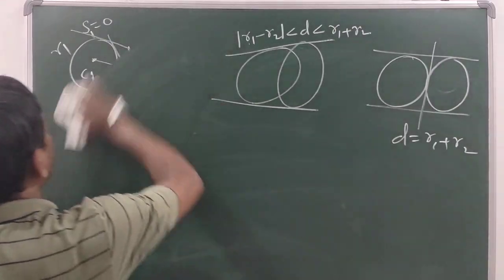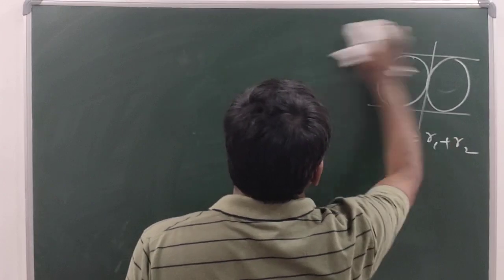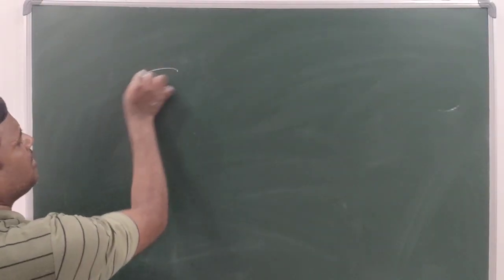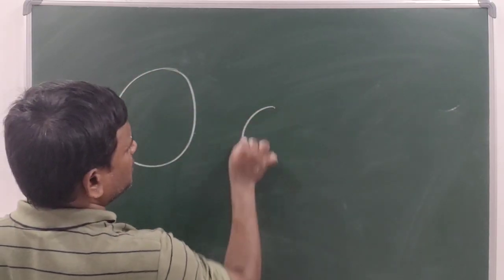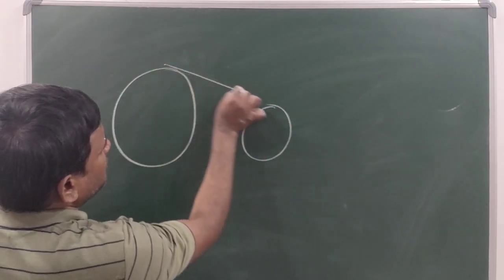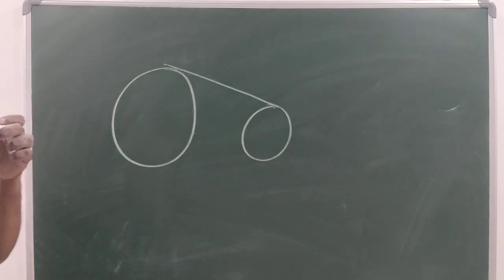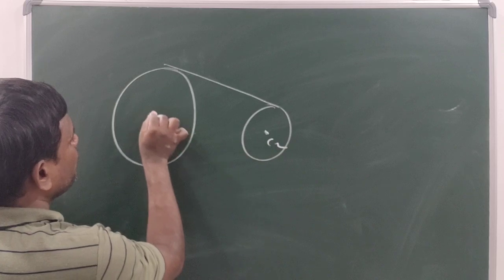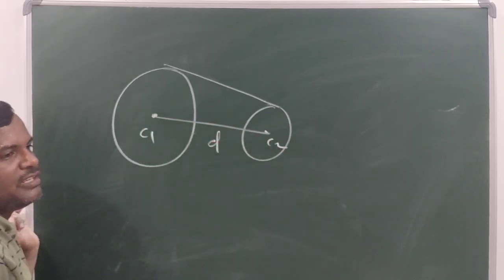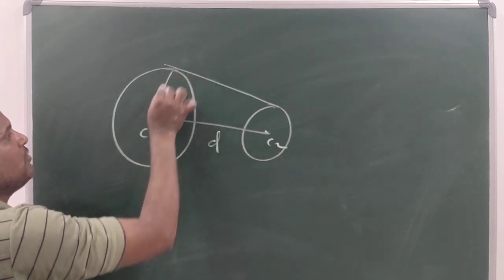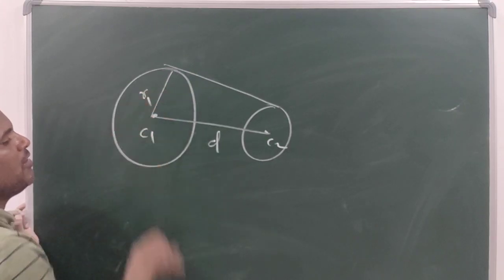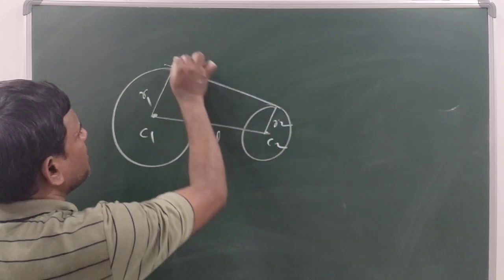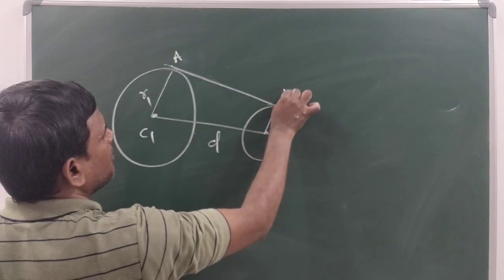Sometimes they will ask you to find the length of the direct common tangent and the length of the transverse common tangent. See here, this is one circle and this is one more circle. We want this direct common tangent. How do you find it? First you have to find the centers and measure their distance D. Find the radius of the bigger circle, let it be R1. This is R2. Now you want this direct common tangent A to B.